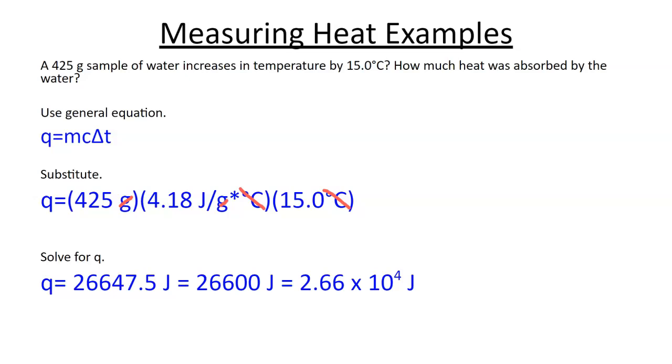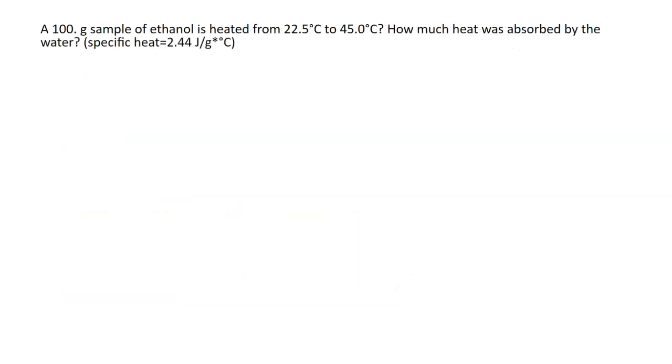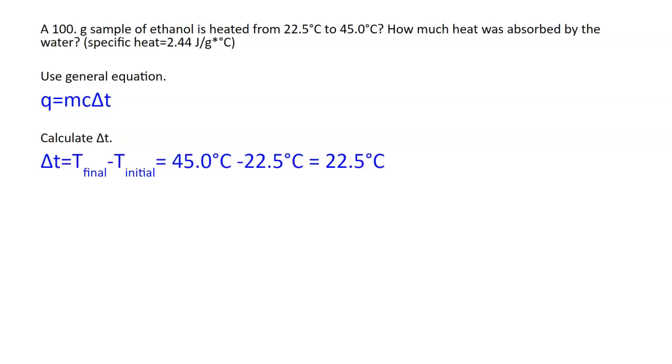The best way to do this is to do some practice. Here's another example for you. This time we have ethanol, so notice that we have a different specific heat given to us. So instead of 4.18, we're going to use 2.44 with these units. Here you also have to calculate the delta T. Read the problem carefully to know what the final temperature is versus the initial temperature. It's not always the bigger number minus the smaller number.